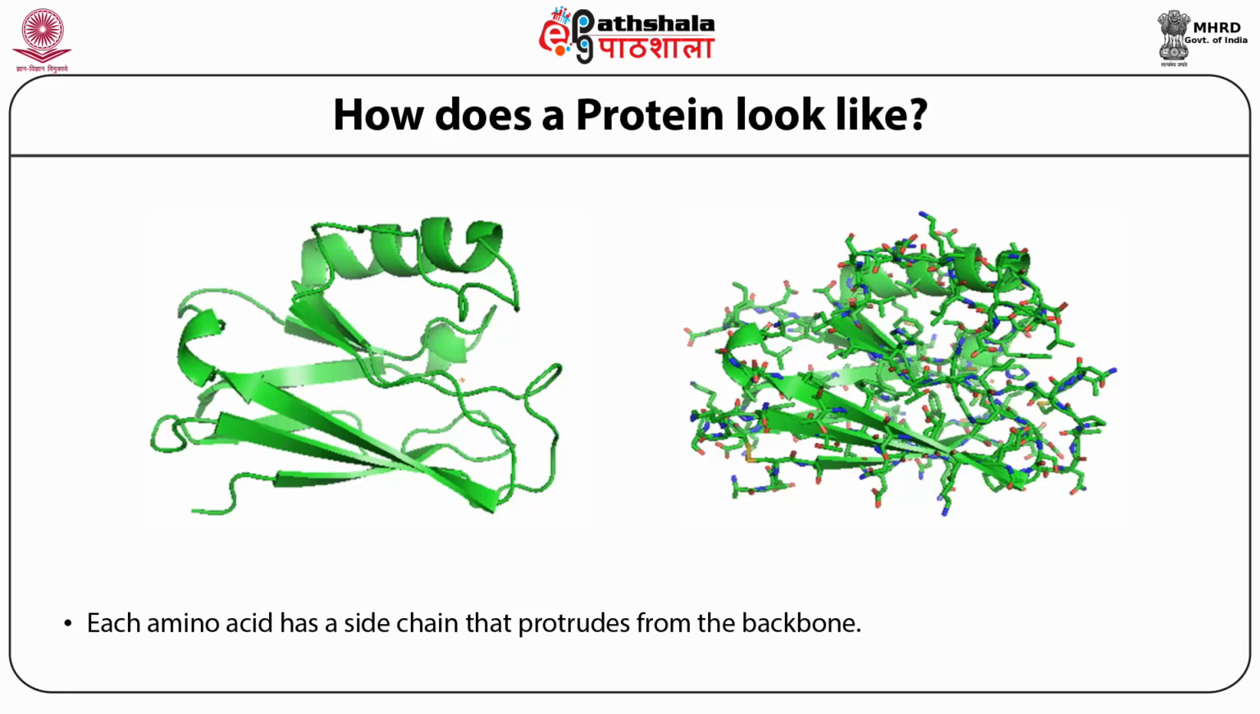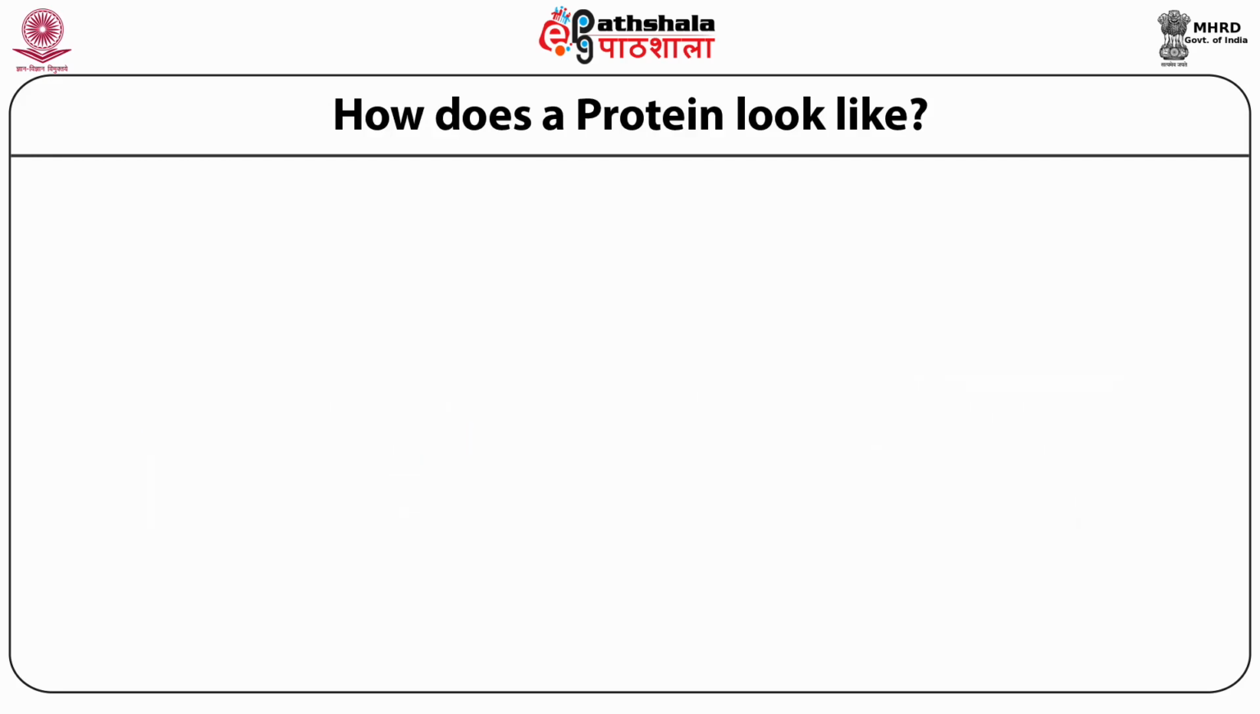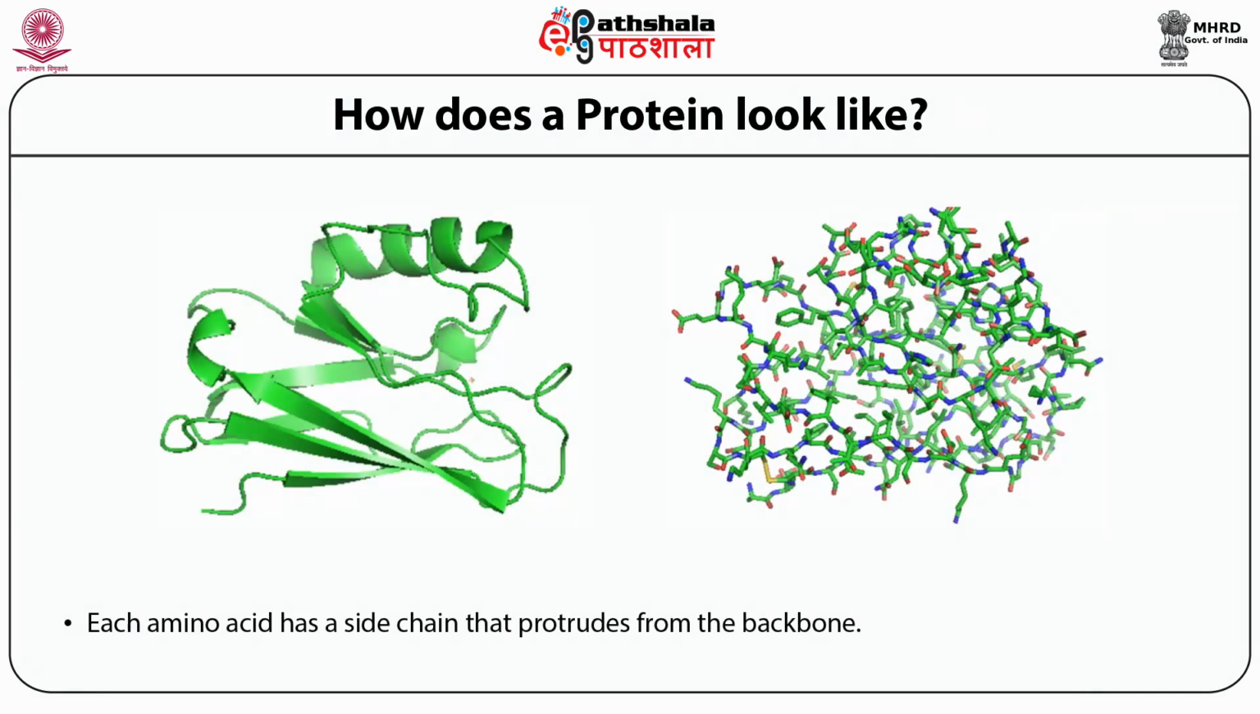In the second picture we can see how the side chains come out from the backbone, and all the hydrophobic side chains will be in the core of the protein while the charged residues will be exposed to the solvent. Each amino acid has a side chain that protrudes from the backbone. In this slide, in the second picture, this is just the backbone of the protein. You can see various functional groups of amino acids that are spread over the three-dimensional structure of the protein.